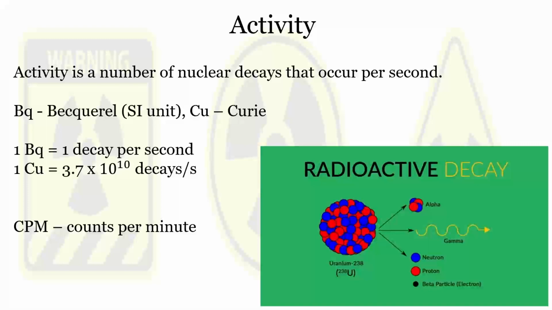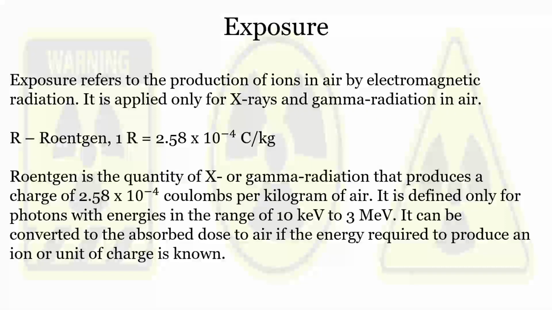Activity can be converted to dose rate, but it requires knowledge of the energy and type of the radiation and exposure situation. The next physical quantity is exposure. Exposure refers to the production of ions in air by electromagnetic radiation. It is applied only for X-rays and gamma radiation in air. It is measured in Roentgen.